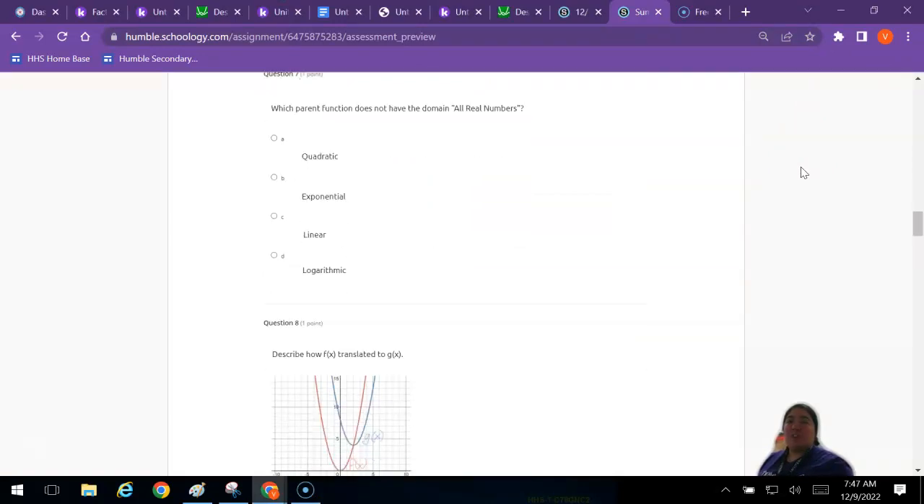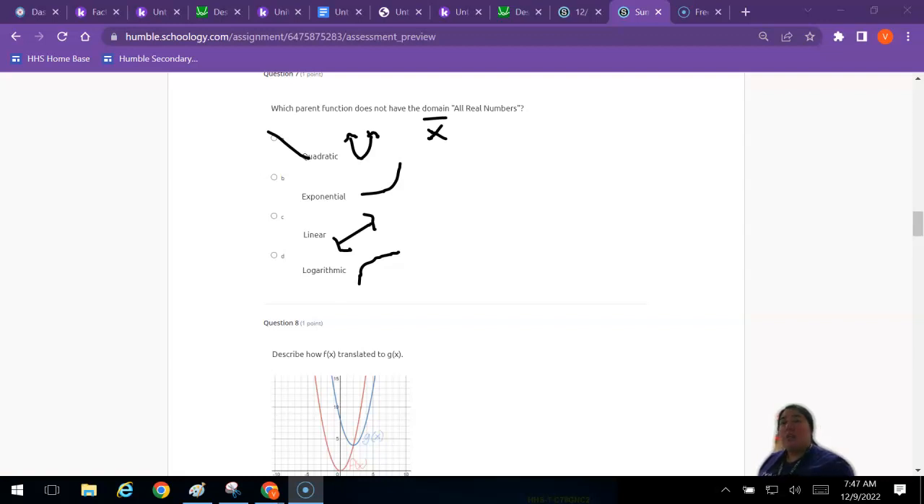Which parent function does not have the domain all real numbers? The domain. Logarithmic, linear. Linear looks like this forever. Exponential looks like this. Logarithmic looks like this. And then quadratic looks like this. So look at this. The arrows go forever this way. So is it quadratic? The domain, all x's. It's not quadratic.